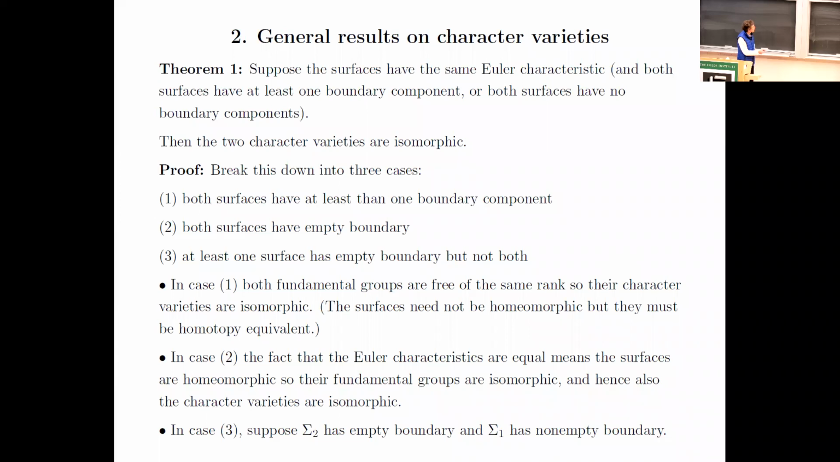So in the first case, both fundamental groups are of the same rank, so the character varieties are isomorphic. The surfaces don't need to be homeomorphic, but they must be homotopy equivalent. In the second case, the fact that the Euler characteristics are equal means that the surfaces are homeomorphic, so their fundamental groups are isomorphic, and hence the character varieties are isomorphic. These are two closed surfaces with the same Euler characteristic.